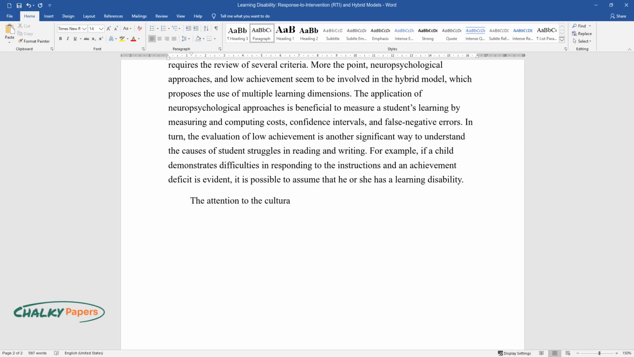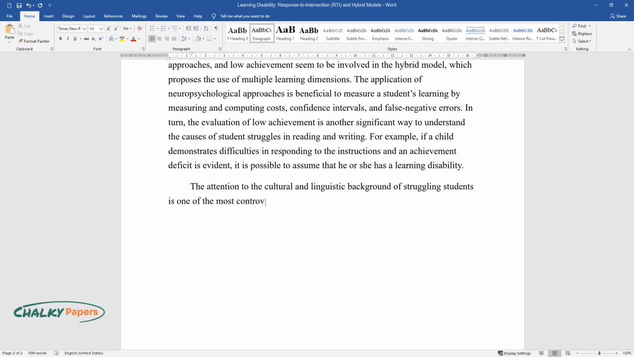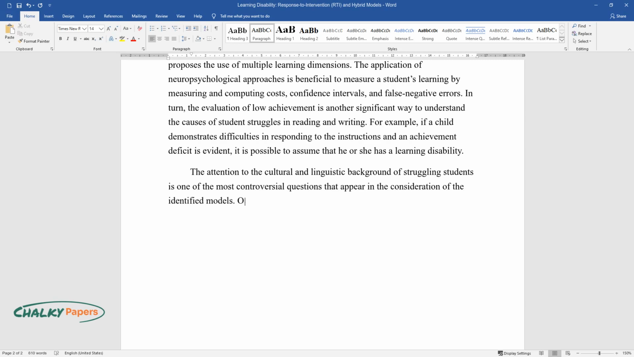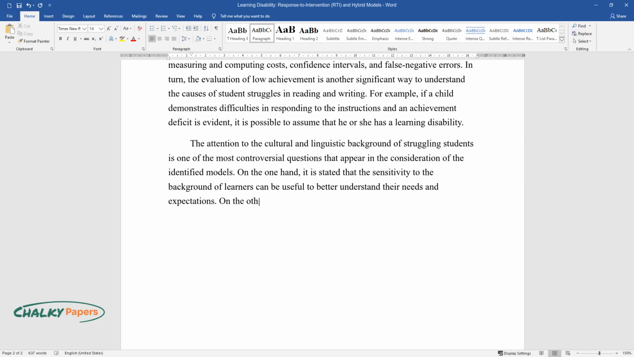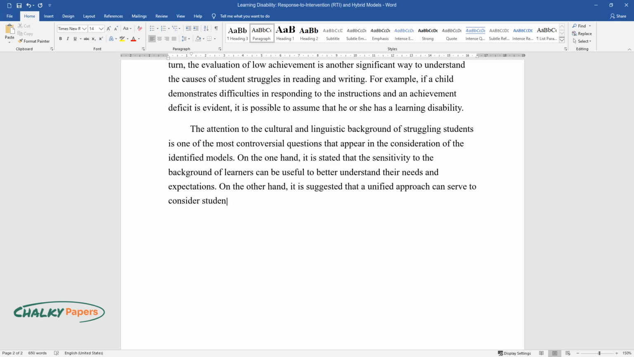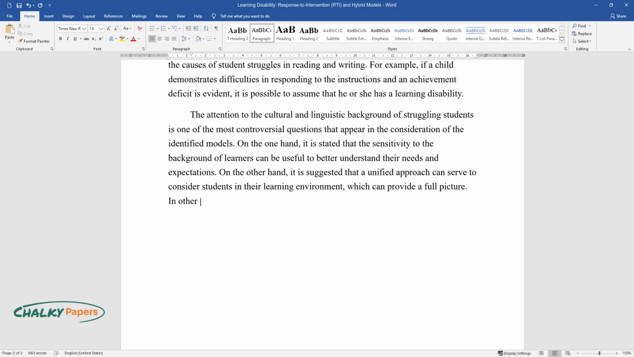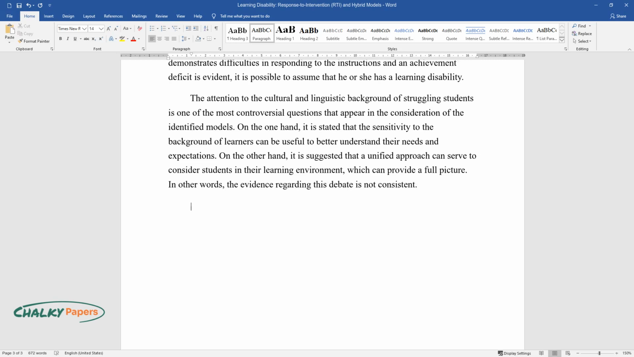The attention to the cultural and linguistic background of struggling students is one of the most controversial questions that appear in the consideration of the identified models. On the one hand, it is stated that the sensitivity to the background of learners can be useful to better understand their needs and expectations. On the other hand, it is suggested that a unified approach can serve to consider students in their learning environment, which can provide a full picture. In other words, the evidence regarding this debate is not consistent.